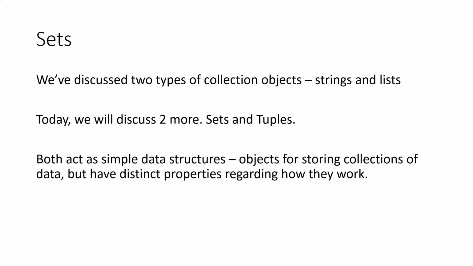Lists are a more complex data type called a data structure that can be used to store other pieces of information. Today we're going to be talking about two more data types, sets and tuples. Both of these, like lists, act as simple data structures, objects for storing collections of data. However, they each have distinct properties regarding how they work, and they're different from lists in this regard.